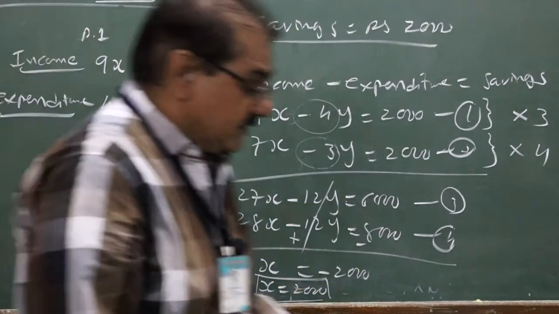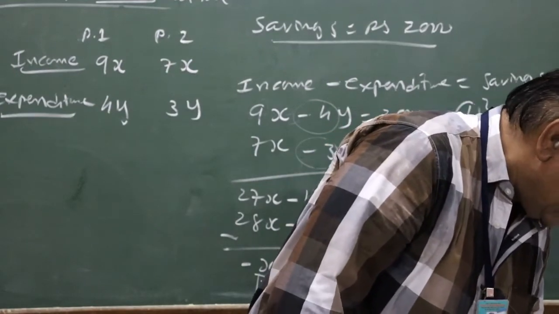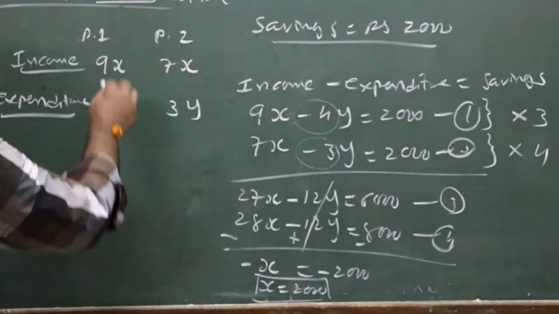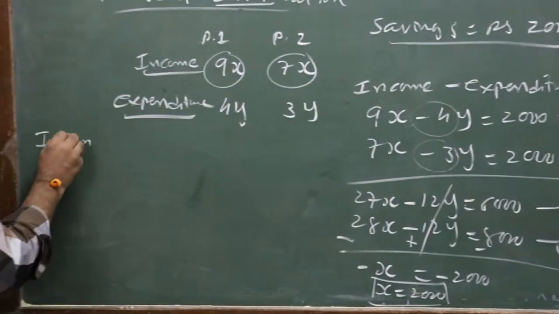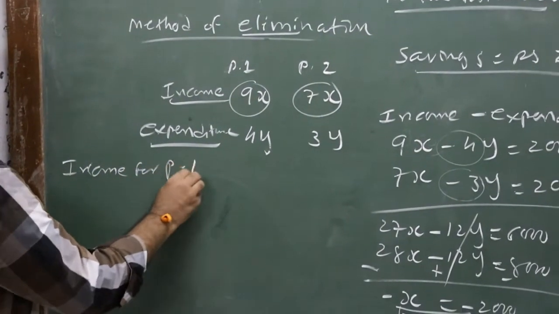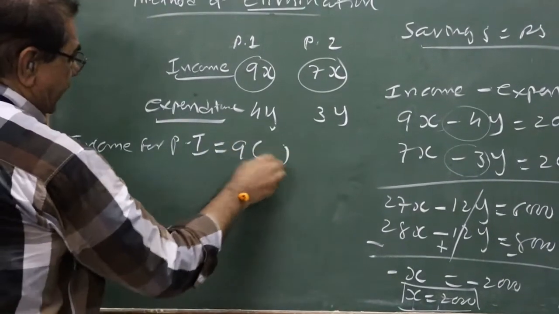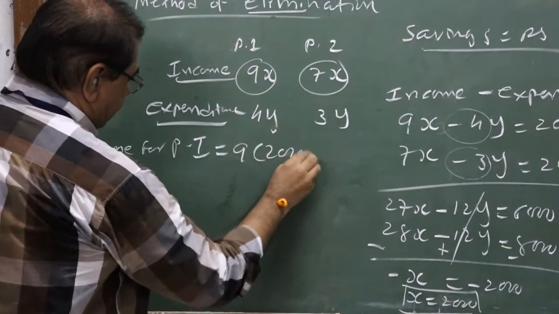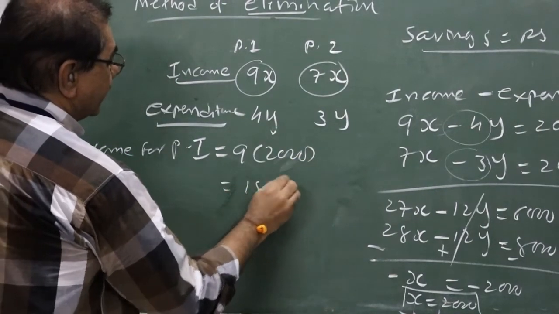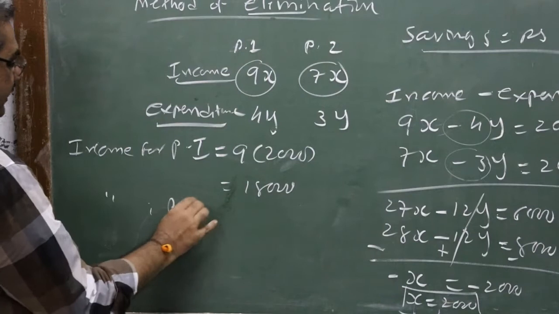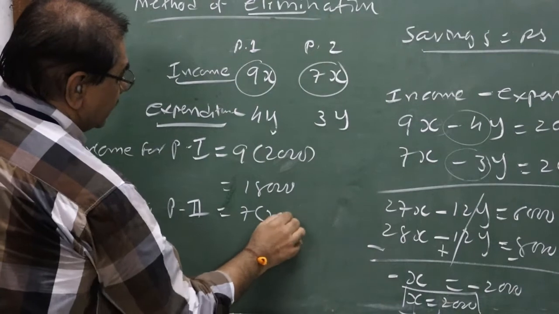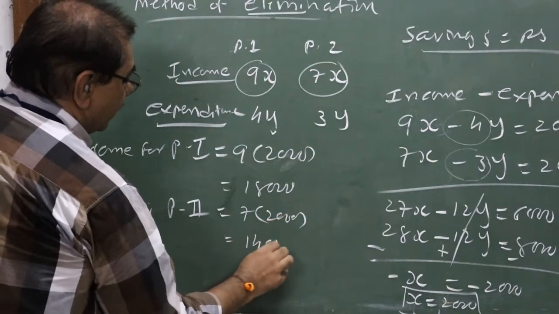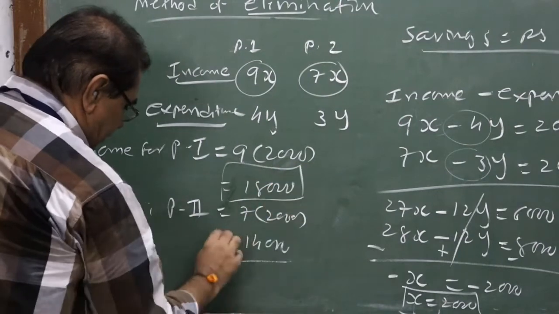As per the question, I want to find out their monthly income. And income is in the form of x only. So for x, I put 2000. So income for person 1 is equal to 9 into the value of x, 2000. So it is 9 2s are 18,000. And income for person 2 is equal to 7 into the value of x, 2000. So 7 2s are 14,000. So this way you can solve your equation.